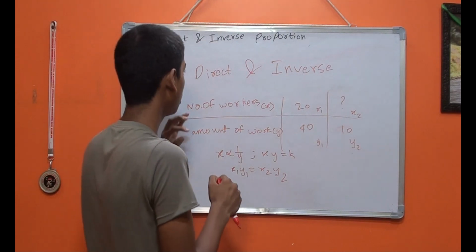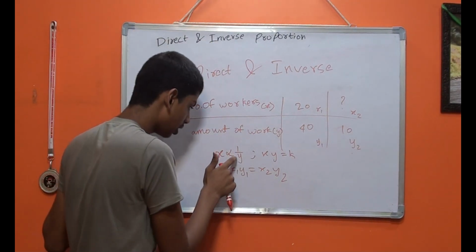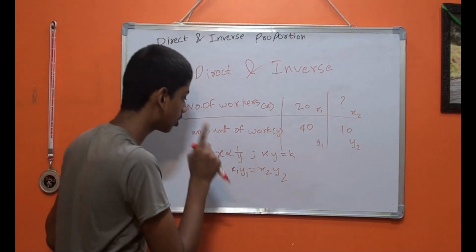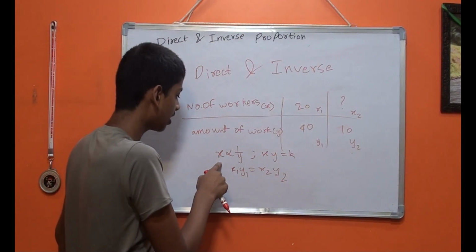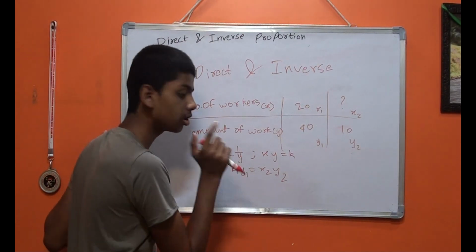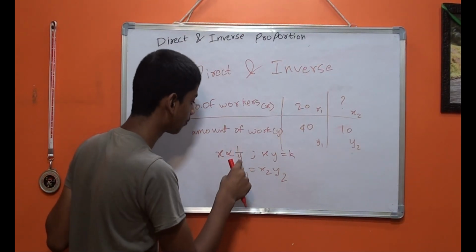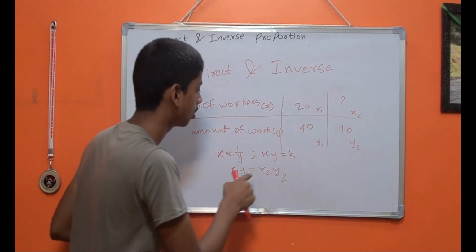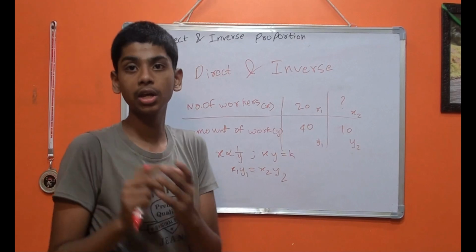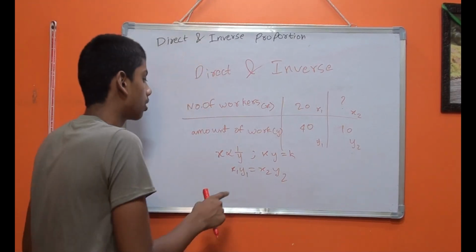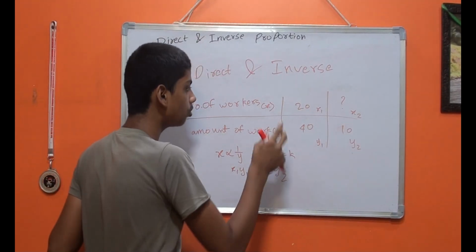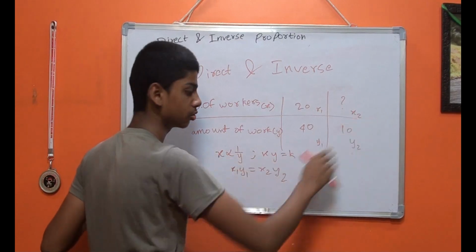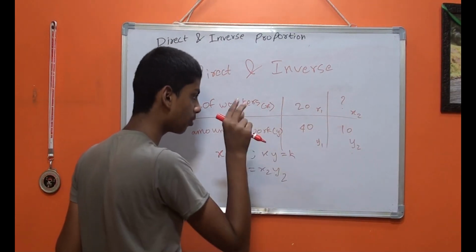Now here, inverse proportion, this is the way we write it. We read it as x is inversely proportional to y, because here we kept 1 by y, meaning it's inversely proportional, and here x into y equals a constant. Now we have to find the value of x2. It's unknown.